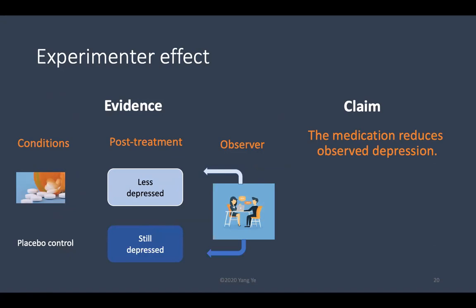So the experimental effects, for example. If you have the same study about antidepressant drugs and depression, and the post-treatment assessment of depression is done by some kind of observer, okay? Let's say you have interviews of these patients, and based on these interview notes, the observer codes these participants as more or less depressed. So based on these findings, you say that the medication has reduced observed depression.